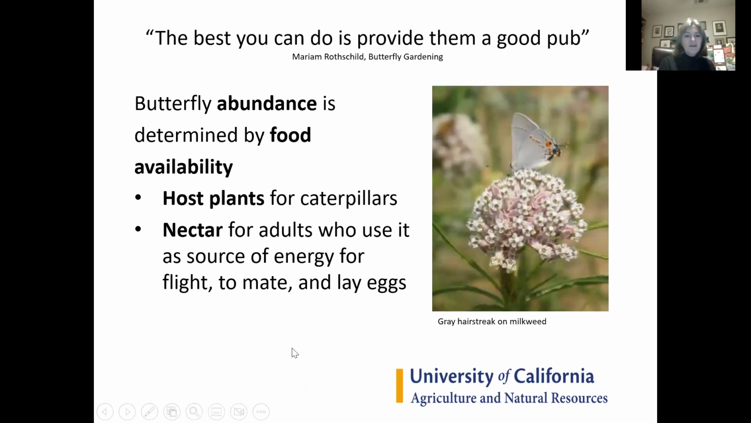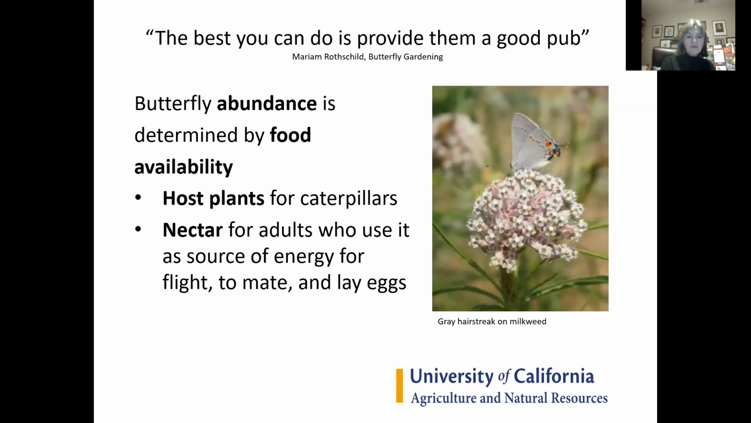There's a quote here from a butterfly book: "The best thing you can do is provide them a good pub." Remember, they sip, the adults drink nectar. They don't have jaws to chew on leaves like larvae, so they need to have nectar. So the availability of host plants for the caterpillars will bring them in, and the nectar for the adults. So we need two kinds of plant sources for them.